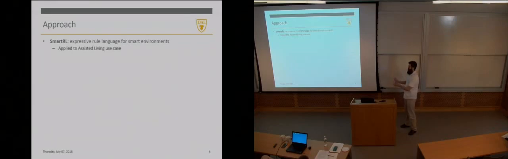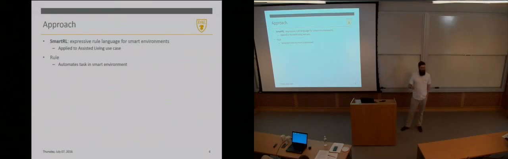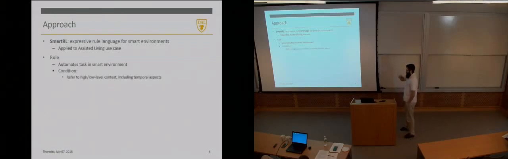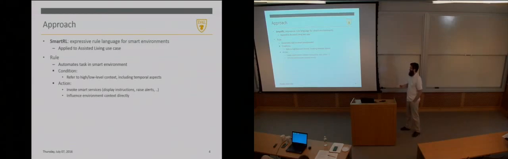The second aspect is that we also have a few constructs that are not available in these run-of-the-mill rule engines, like reverting task effects and delaying these conditions, which our parser also supports. So a rule in SmartRL focuses on automating certain tasks in a smart environment. Conditions there refer to high-level or low-level context, as well as temporal aspects, which I'll elaborate on in a little while. An action invokes smart services, like displaying instructions, raising alerts, and so on, as well as directly influencing context, which would of course involve invoking a smart service, but we do that behind the scenes. It's like syntactic sugar.